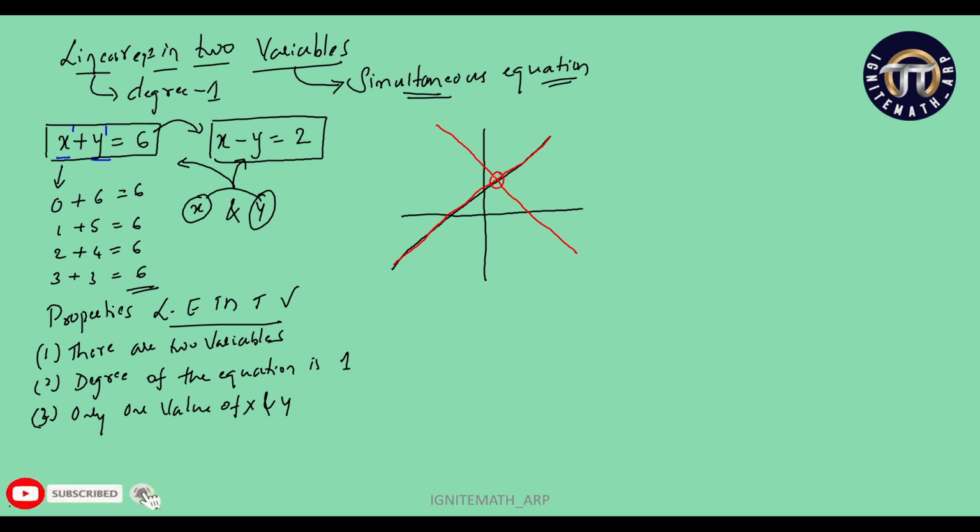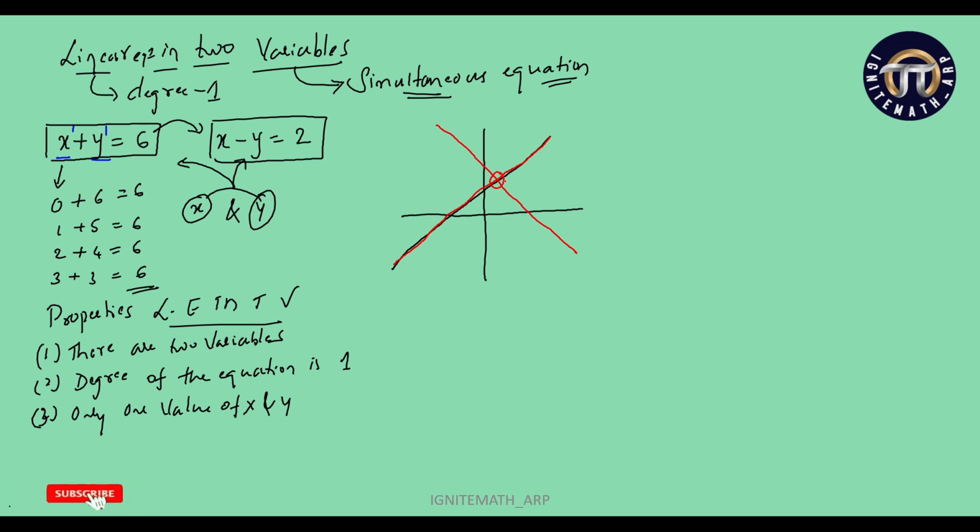Wherever they intersect, that is the value of x and y. It is not necessary that whenever I give you two equations, they should always intersect at a point, children. Not necessary. They may not intersect or they may overlap also. That we are going to study in the further concepts of the lesson. I hope till now you understood the basic properties of linear equations in two variables.